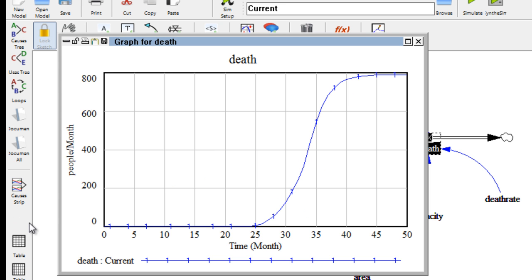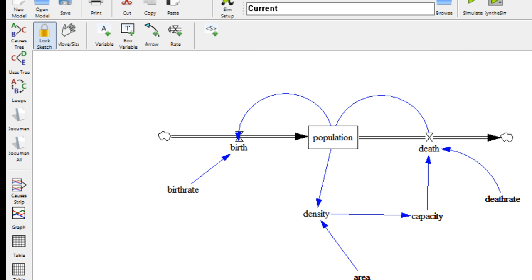Death is 0 from 0 to 25. It starts increasing due to density, and the density is too high. Hopefully you can understand this video and try to develop anything else using the lookup table.